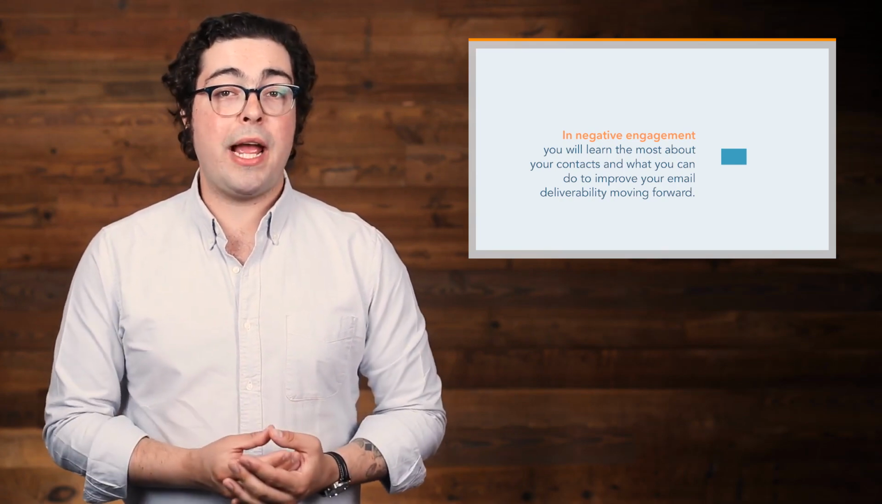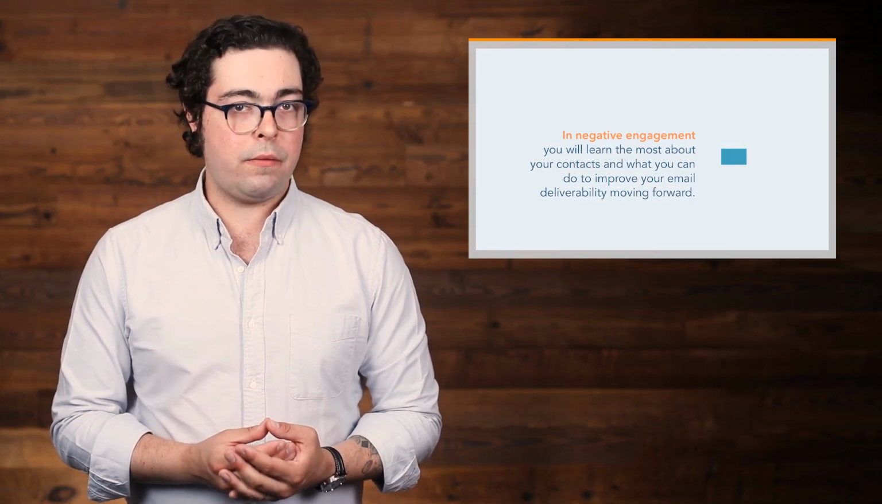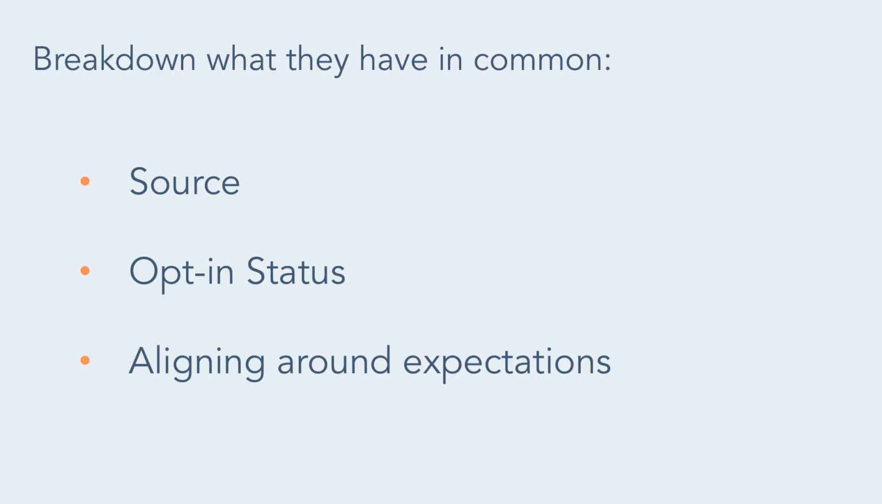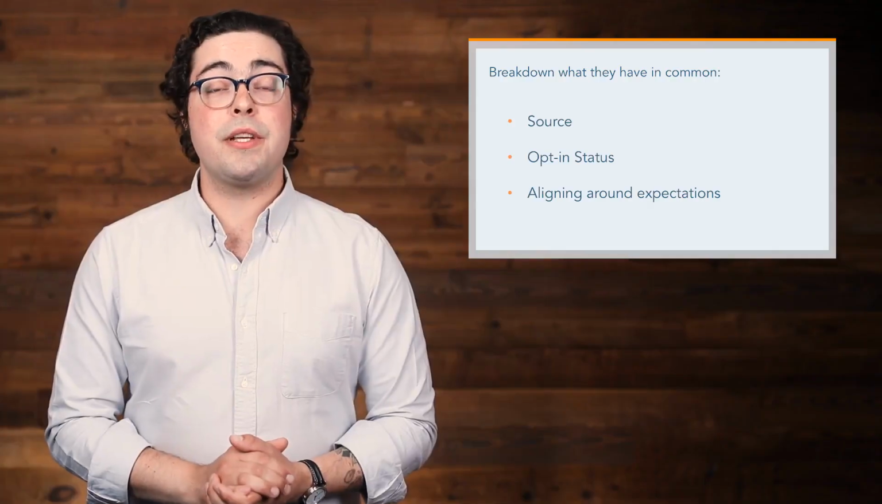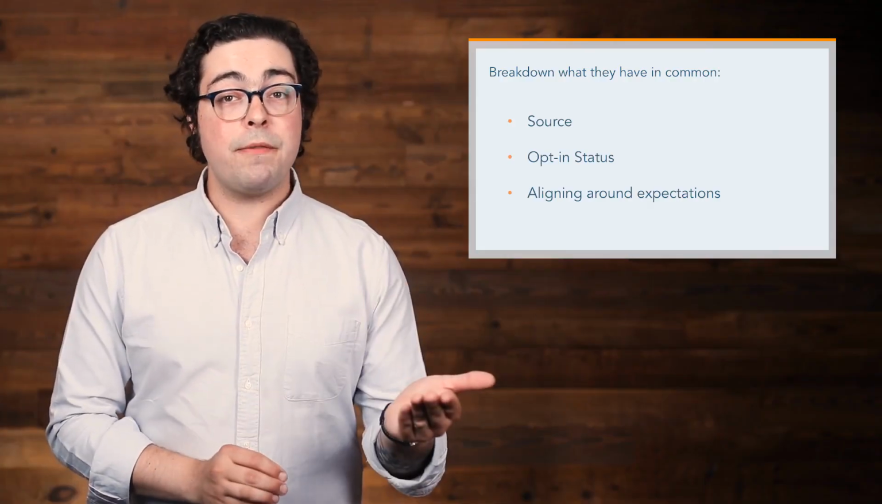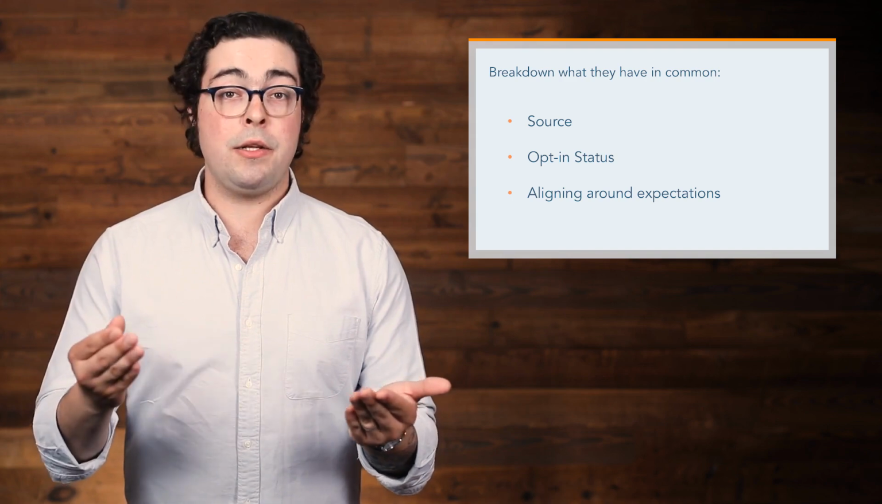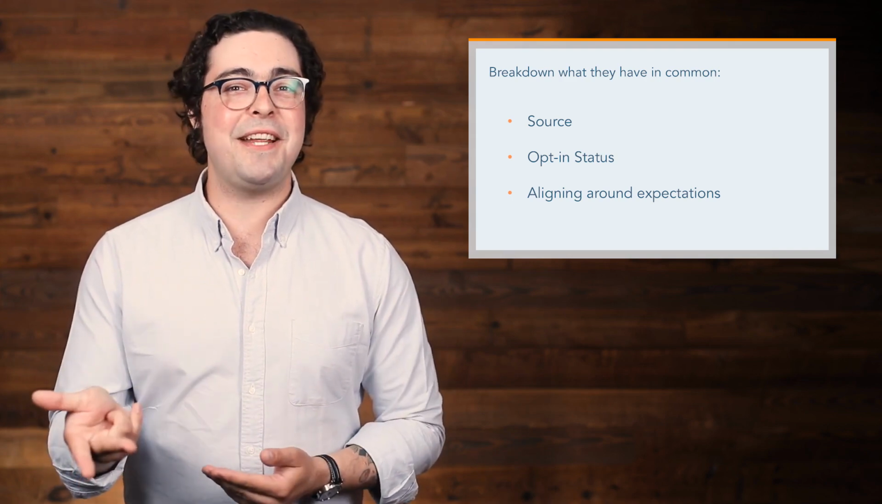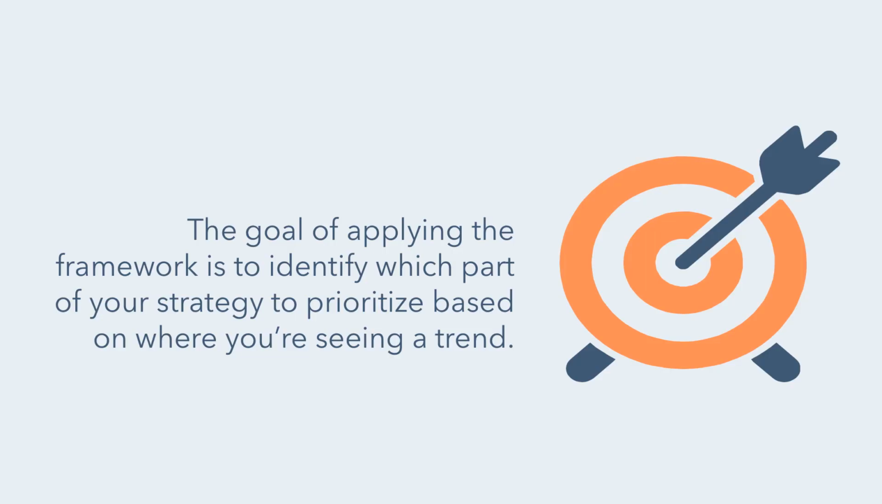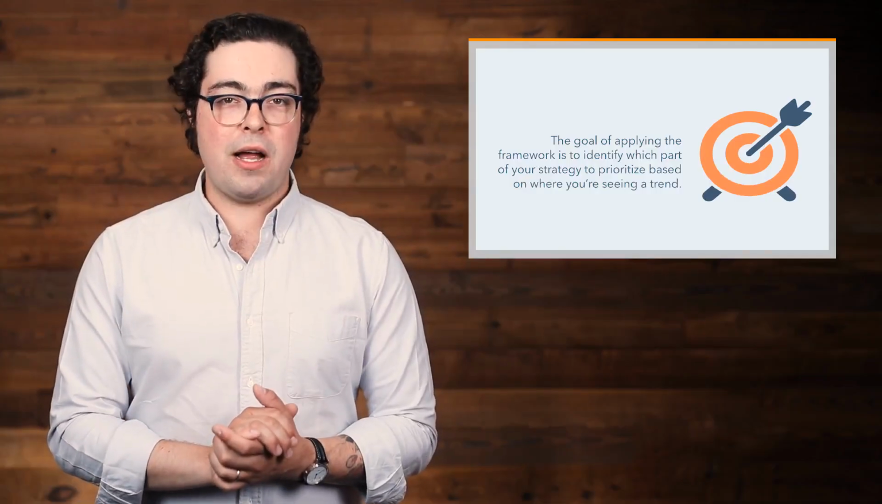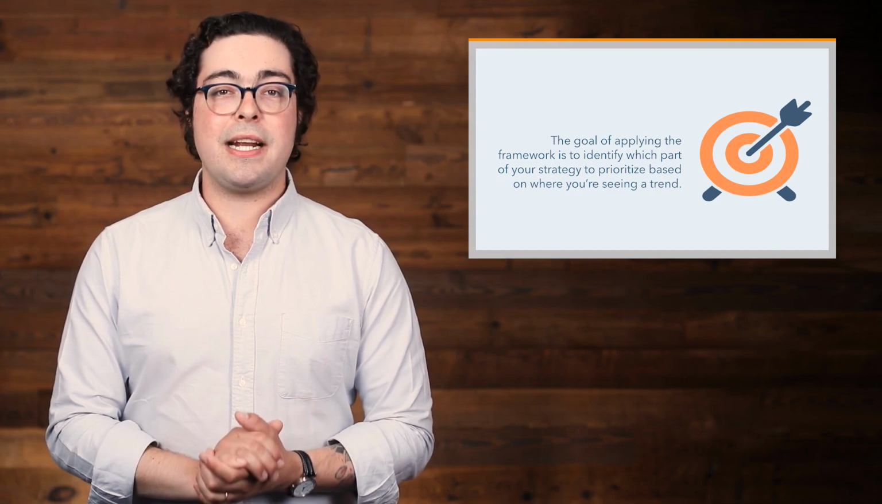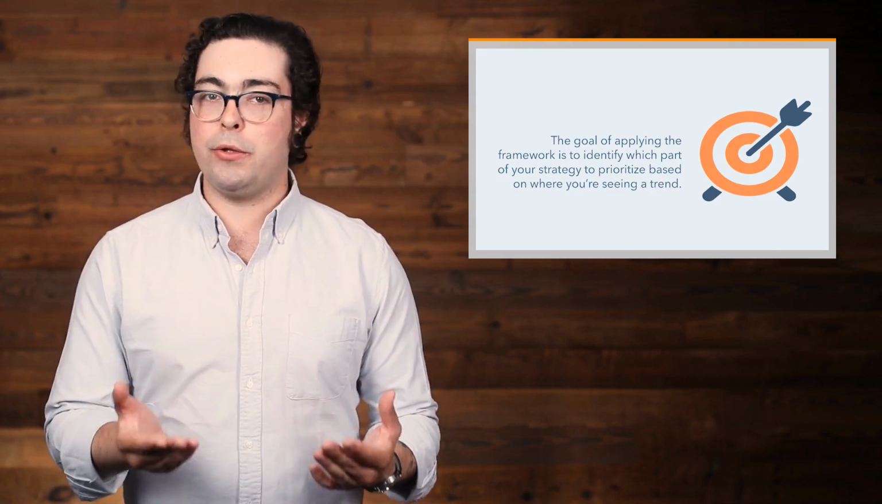You can break down what they have in common by focusing on a few things: source, the opt-in status, and then aligning around expectations. This means essentially taking the part of the before send framework and applying it again: sources, permissions, and expectations. The goal of applying the framework is to identify which part of your strategy to prioritize based on where you're seeing a trend. Let's walk through how you will define what they have in common and the next steps you can take from what you've learned about their commonality.